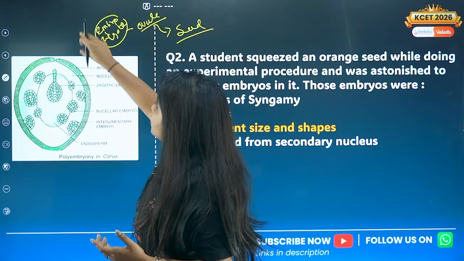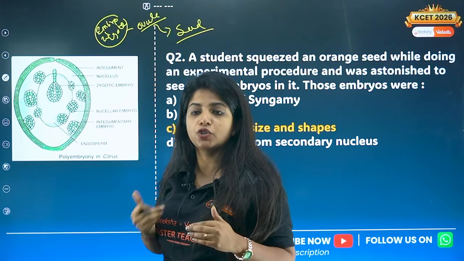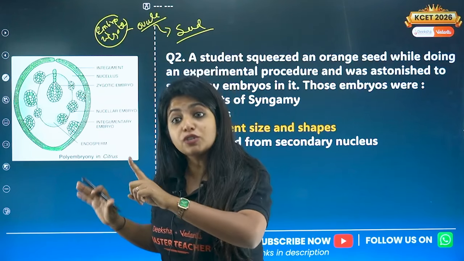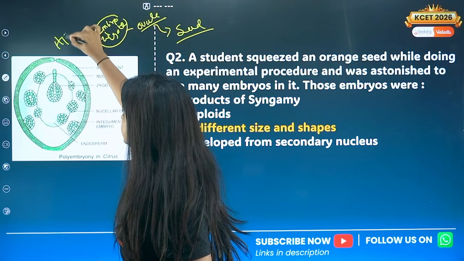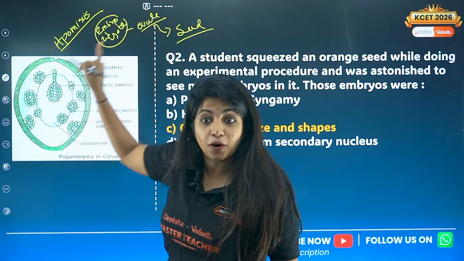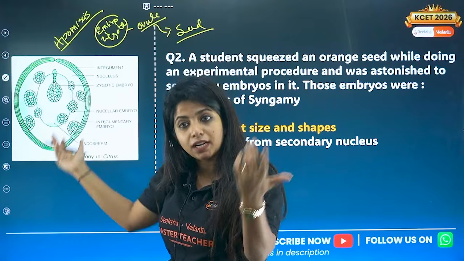Now over here, suppose there are multiple embryos coming inside and forming here in the seed. You call this condition as polyembryony. And you do not see fertilization to happen over here. So this is also an example of what? Apomixis. So formation of seed without fertilization is known as apomixis. It can happen in different ways.